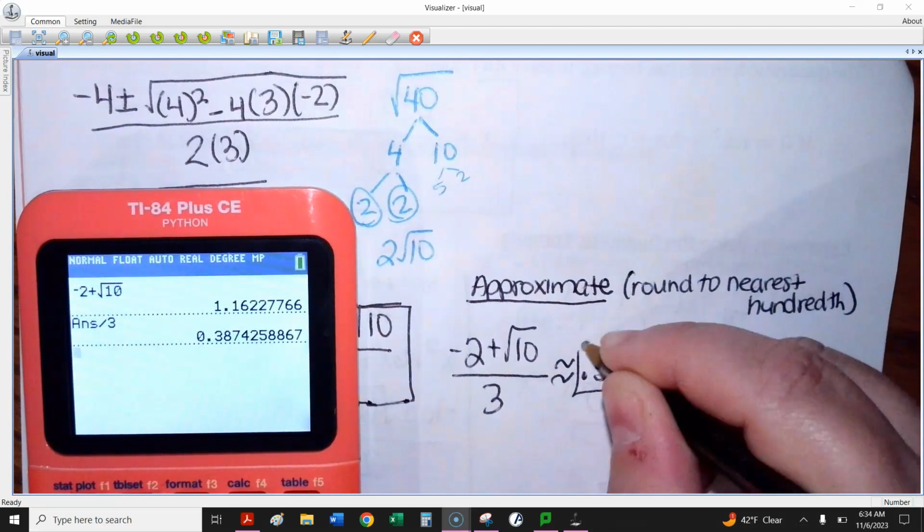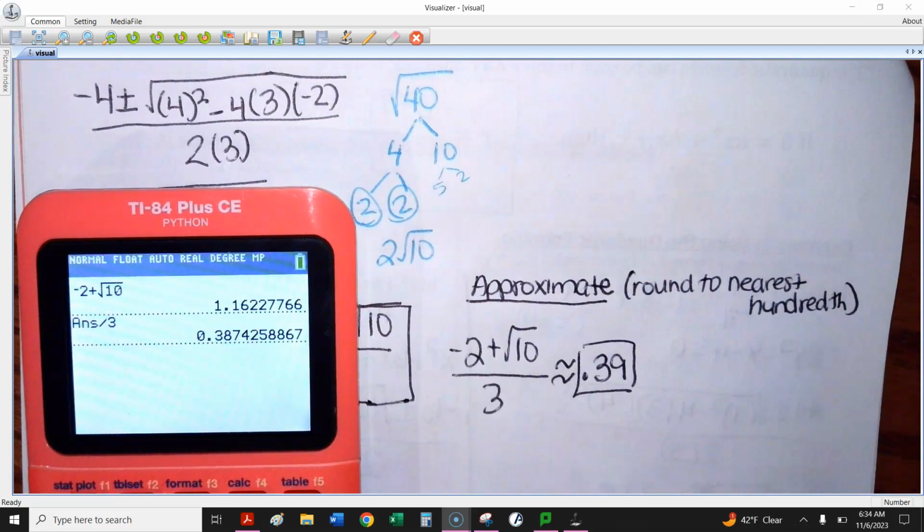Now, I want to show you the difference. This is why you can't type it all in at once. If you type -2 plus the square root of 10, and divide that by 3, in your order of operations, the calculator will do that division first and give you the totally wrong answer. So you have to figure out what the top is, hit equals, and then divide it by the bottom.